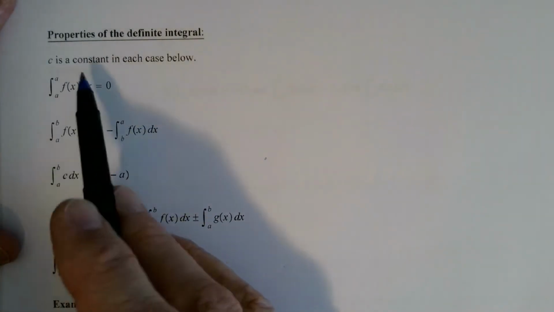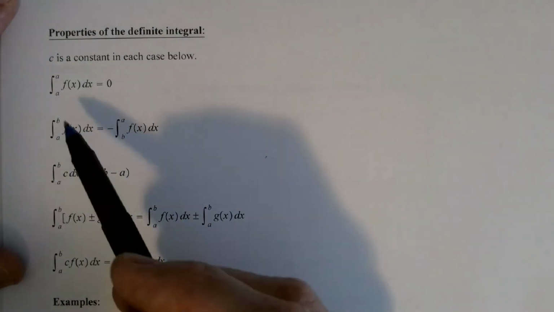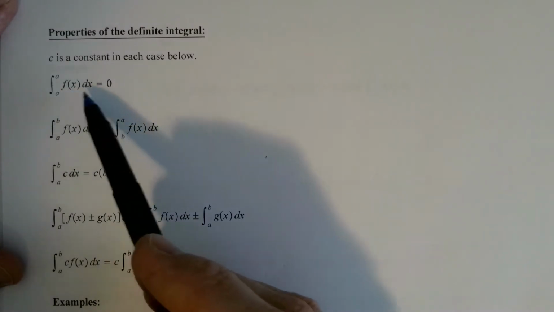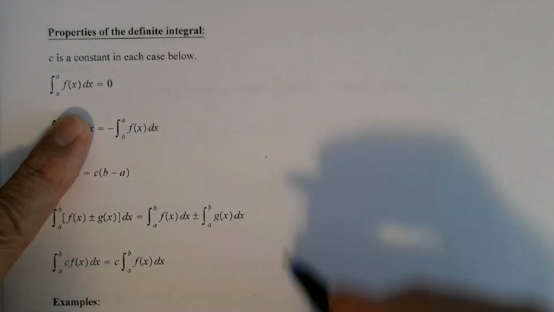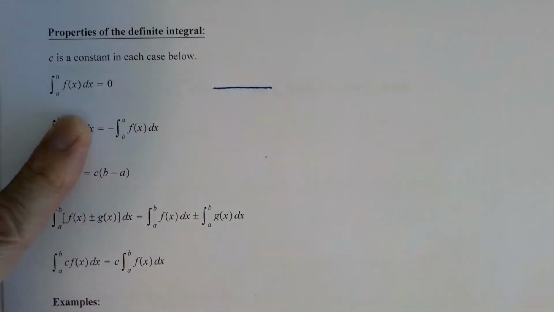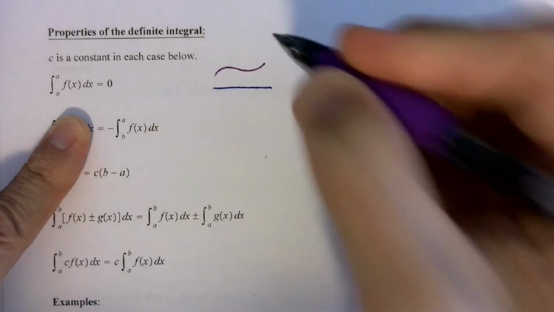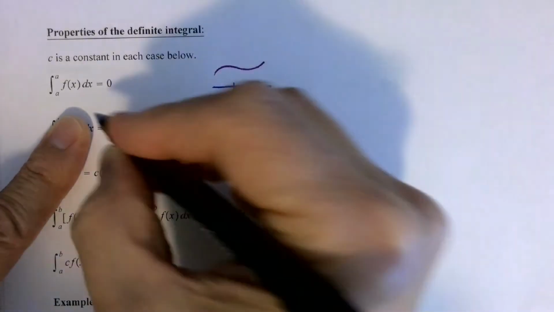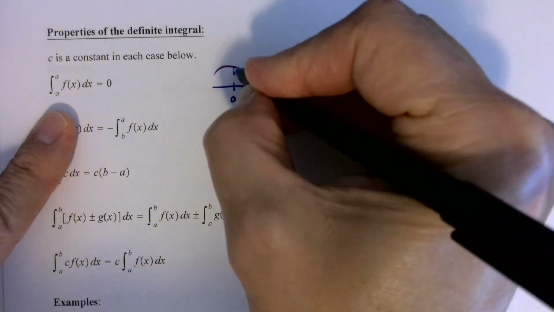Let's see, if c is a constant in each case below, and a and b are the limits. This says the definite integral from a to a of a function is equal to 0. Well, a to a, how does that work? If you think of this geometrically, if we're looking at the graph of some function f, continuous let's say, and right here at a the upper and lower limits are the same, so interpret it in terms of the area, but the area under the curve here is just a line.